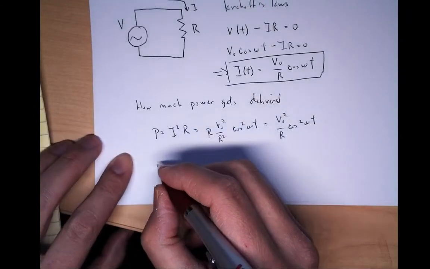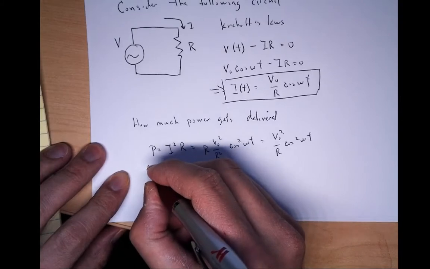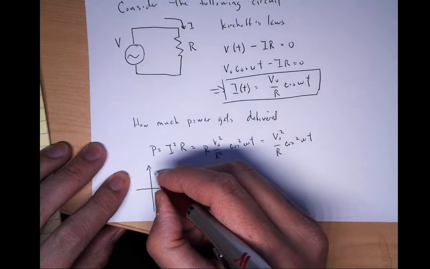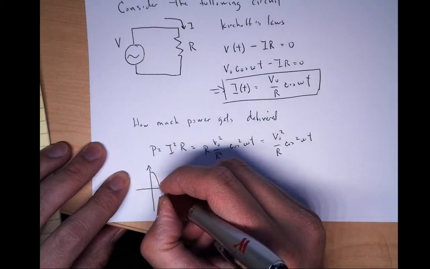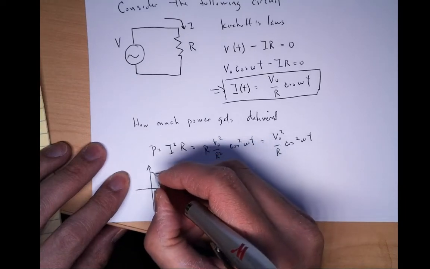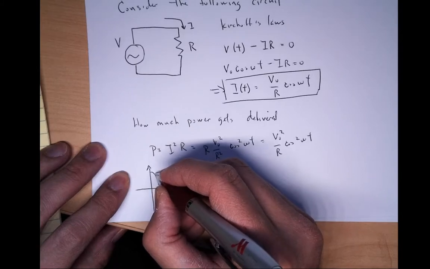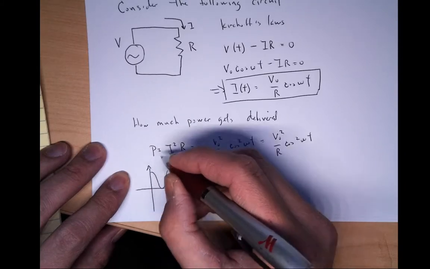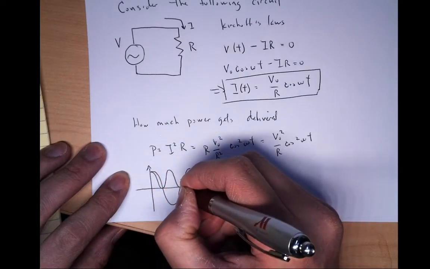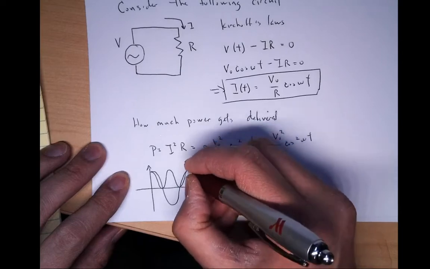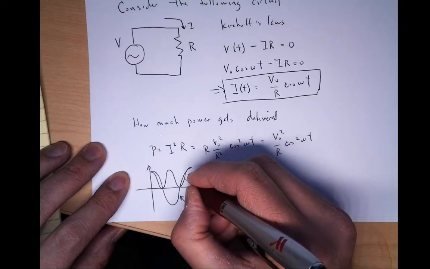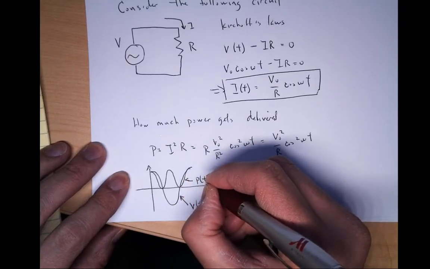Alright, so if you look at this, it looks something like that. So let's just draw this out. I'm going to plot the power first. The power looks something like this. It goes down and up and up and down and up again. And on the other hand, the voltage looks like this. So this one is v as a function of t. This one is the power as a function of t.